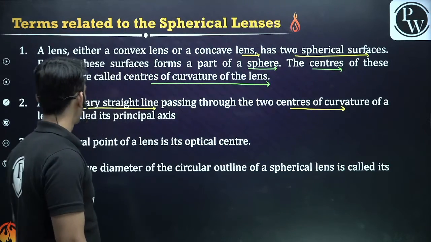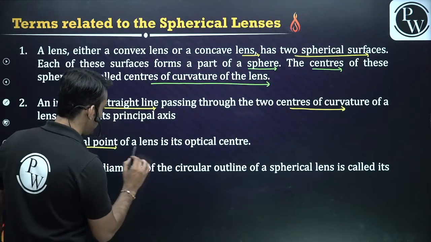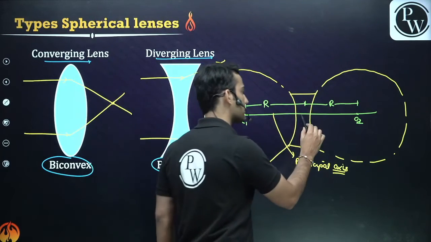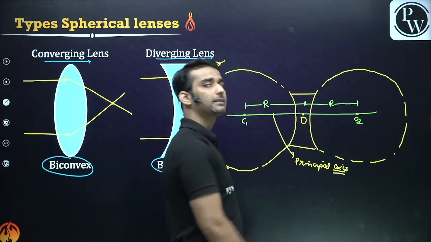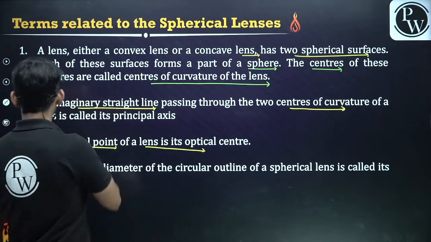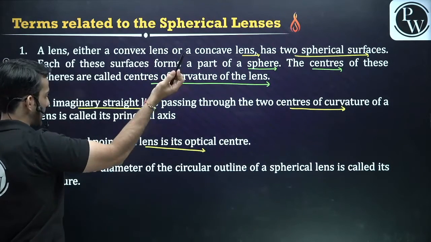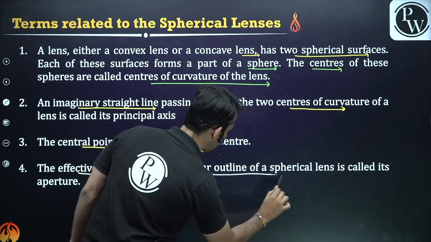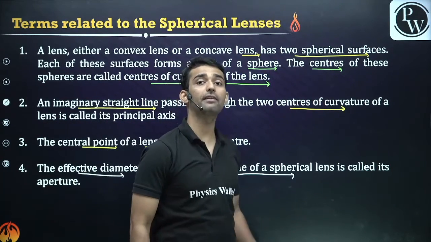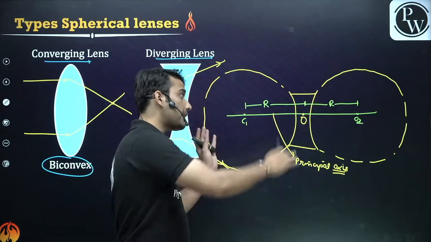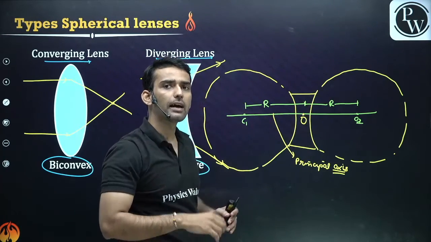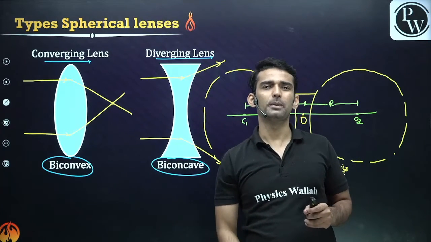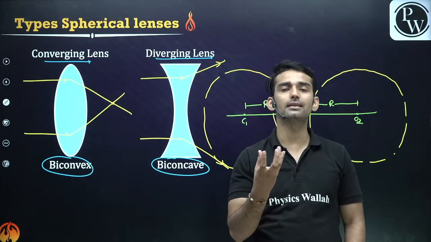Clear? Okay, the central point of a lens is called the optical center. This lens has a center known as the optical center. Okay, last, aperture. Like we had in the mirror, aperture is the effective diameter of the circular outline of a spherical lens, that is the area to take the light rays. Have you seen that you have aperture in your phone also, right? So basically aperture means how many rays it gathers.